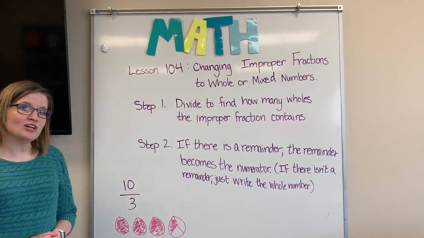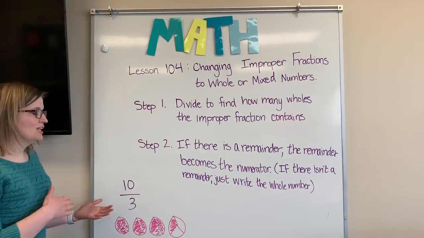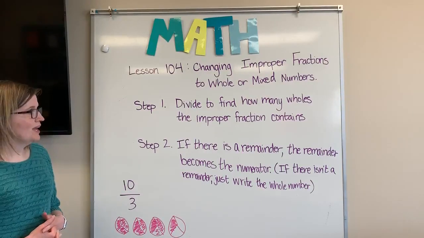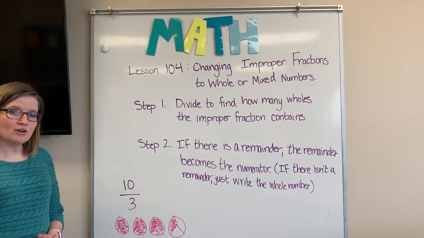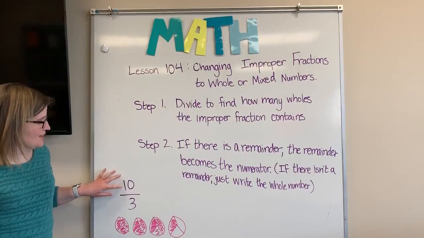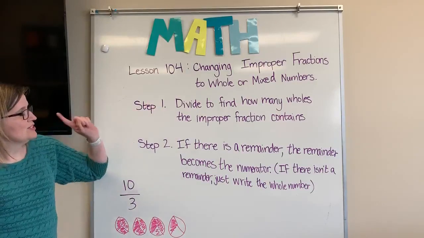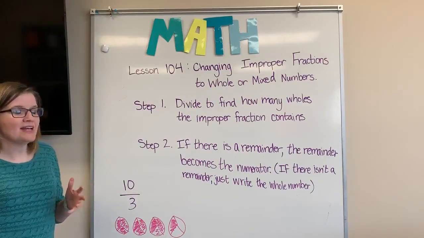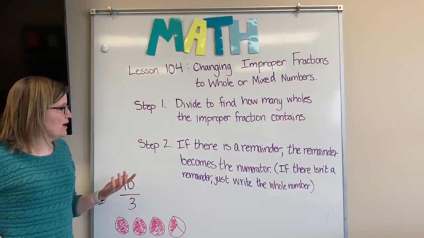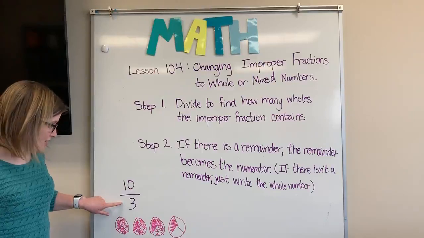This is considered improper because 10 is much greater than 3. Now, we want to learn how to take an improper fraction and convert it into a whole number or mixed number. And you do it in 2 steps. The first thing you ask yourself is, how many wholes are in my numerator? Please write down step 1, divide to find how many wholes the improper fraction contains. And what you divide is the numerator by the denominator.